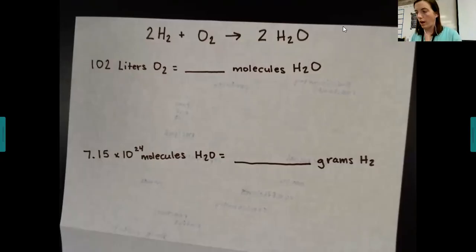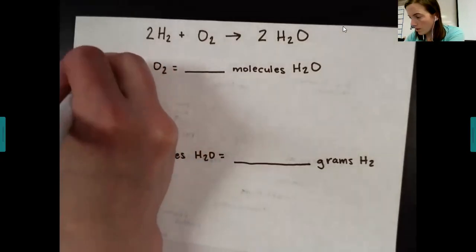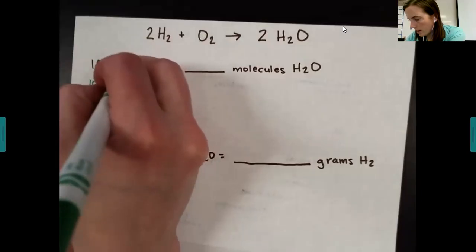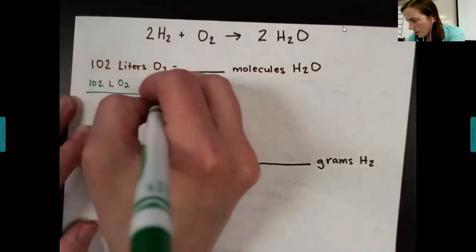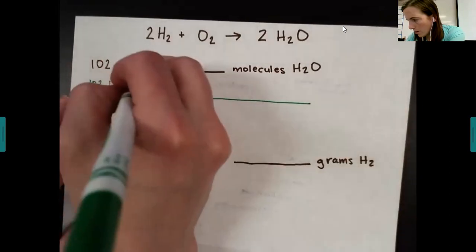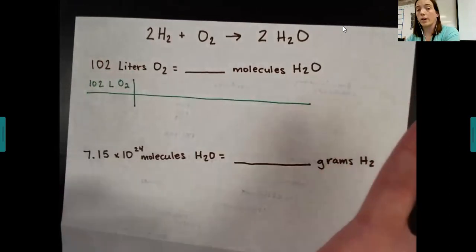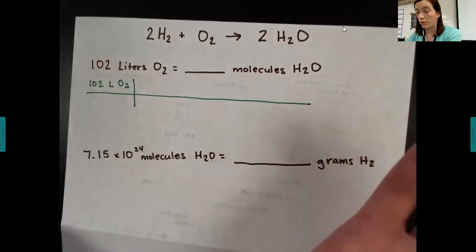All right, so again, we're always going to start with what we're given. So here we're given 102 liters of oxygen. Draw my long line. And it's wanting to figure out how many molecules of water that is.